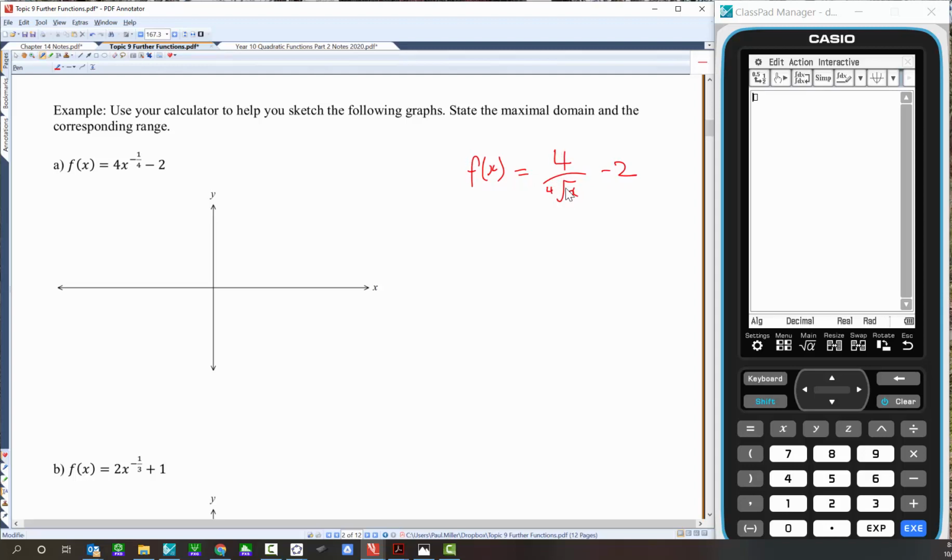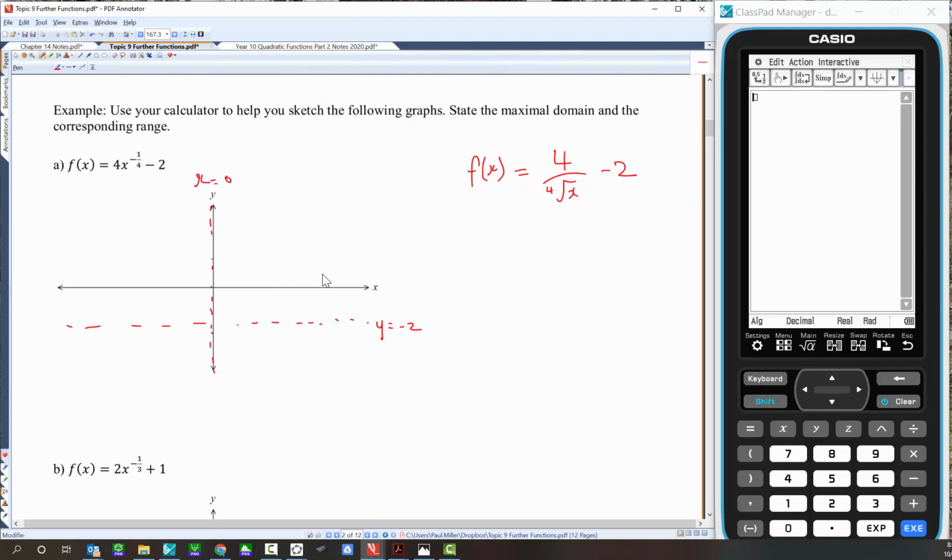Now what's this going to do? We're going to get hyperbolic behavior, like 1 over x. But because we're 4th rooting x, the only values we can 4th root are 0 to positive infinity. Now what this negative 2 will do is move it 2 units down. So we're going to grab that horizontal asymptote and move it down 2 units. That's y equals negative 2. Our vertical asymptote stays exactly the same, so that's x equals 0. So we're going to get a function that looks like this.